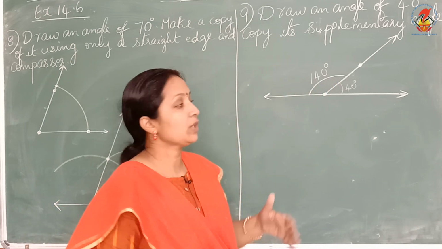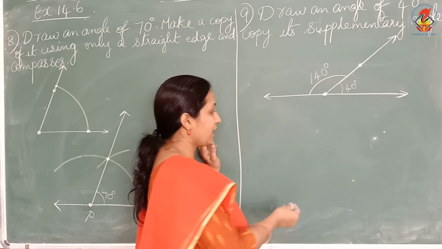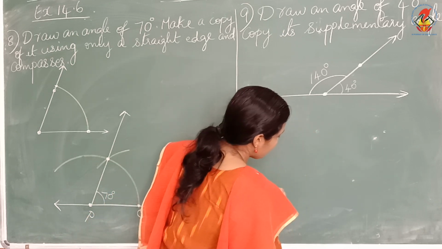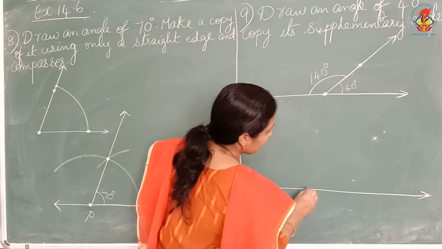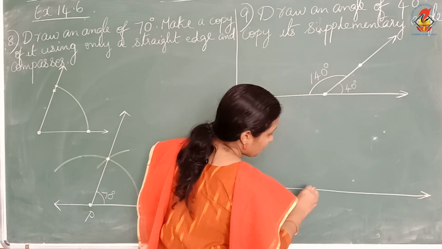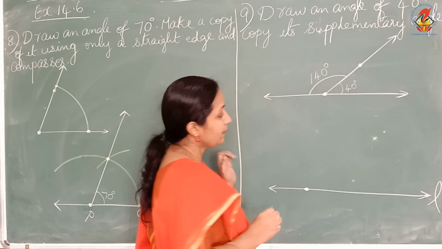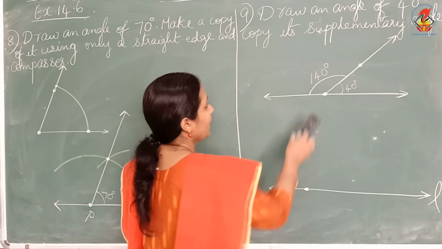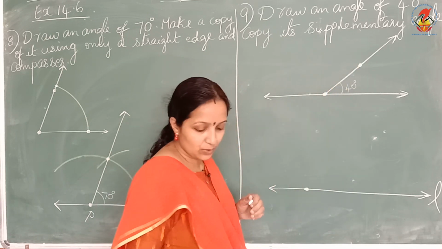So how will we draw the copy of the supplementary angle? For drawing the copy of the supplementary angle, what you have to do, children? First you draw a line and mark it as L. And mark a point here. And what is the next step? You need the copy of the supplementary angle. So what you have to do, children?